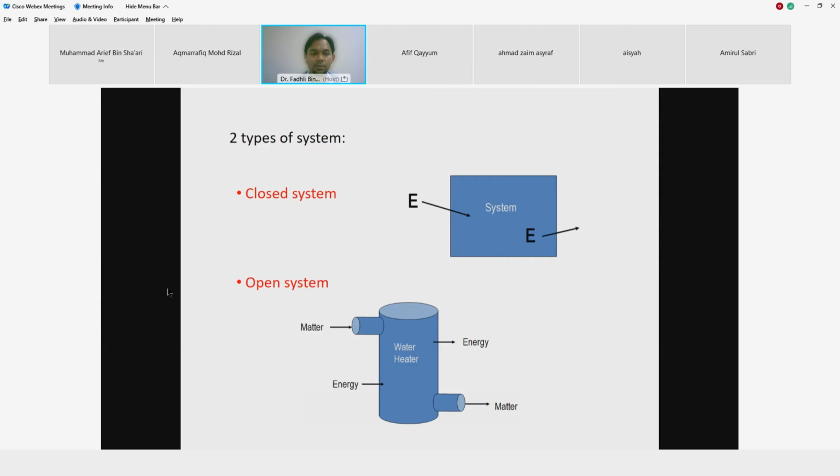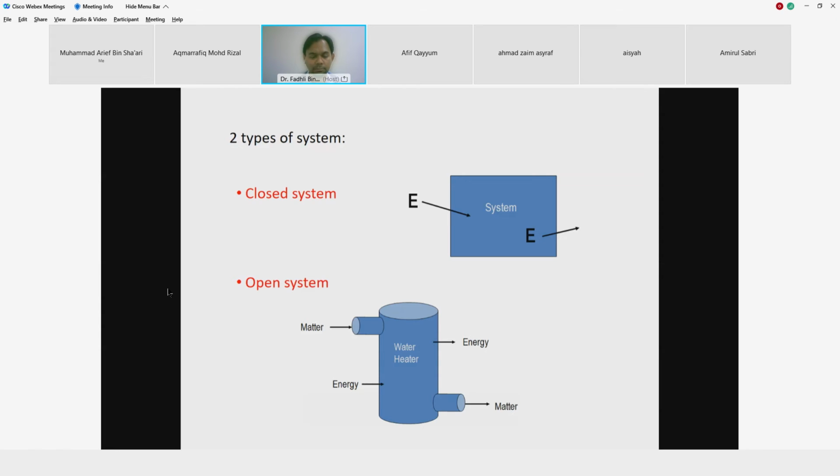Next, the system itself is classified into two. The first one is closed system. The second one is open system. From this figure, you can get some idea of the meaning of each system. Look at the figure, focus on this figure. From it, you know the difference, or the meaning, of closed and open system.